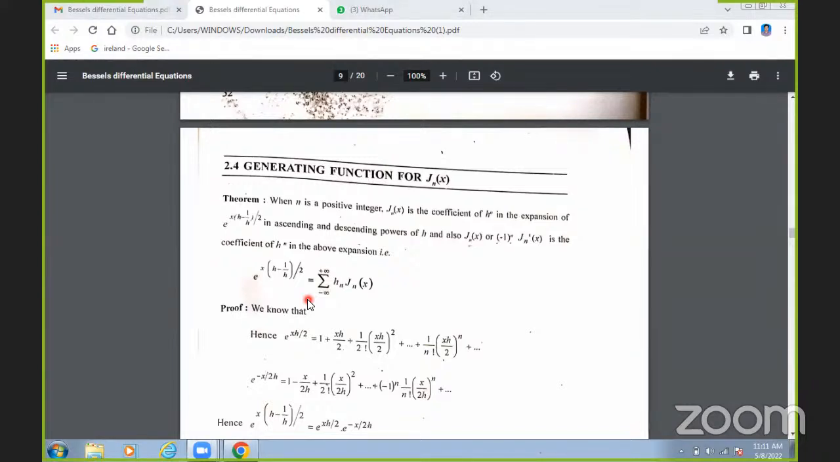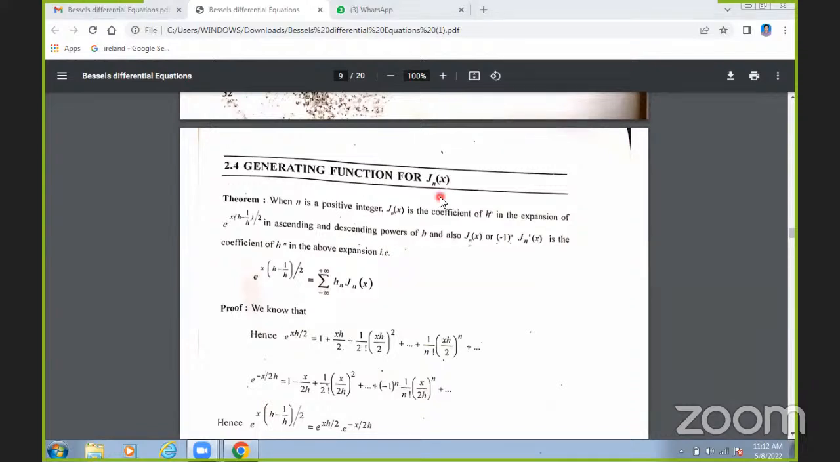Please unmute. Here we have e to the power of x h minus. Somebody's voice noise. I think it's Jineet. Jineet Parvin, who is that? They are not unmuted. Wait, I am muting Jineet Parvin. Yeah, I muted. So unmute yourself. Right.